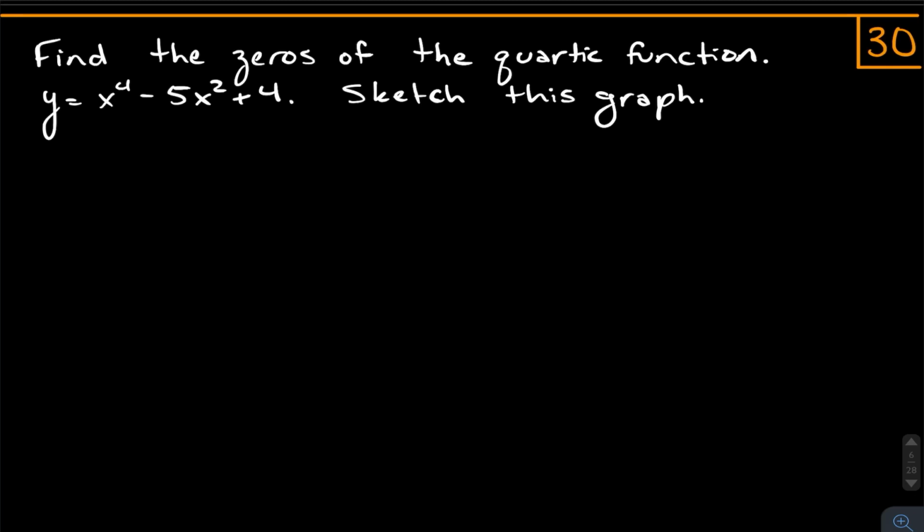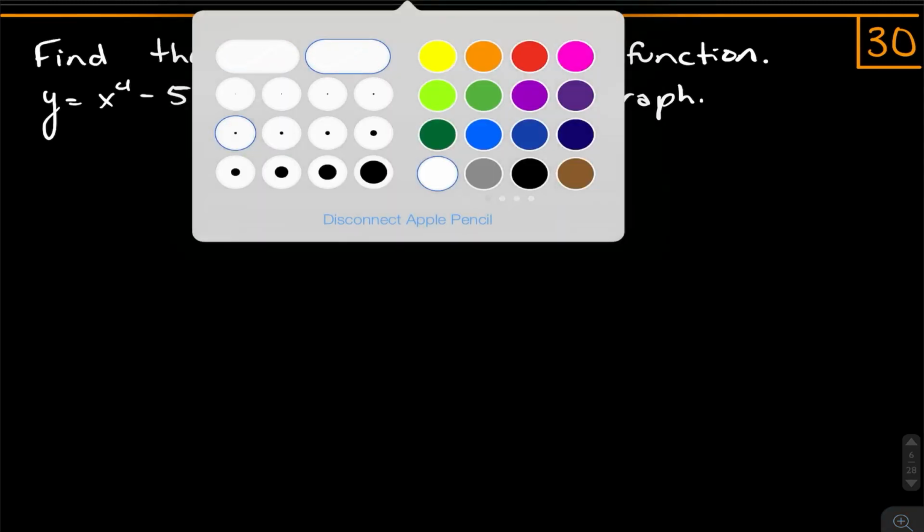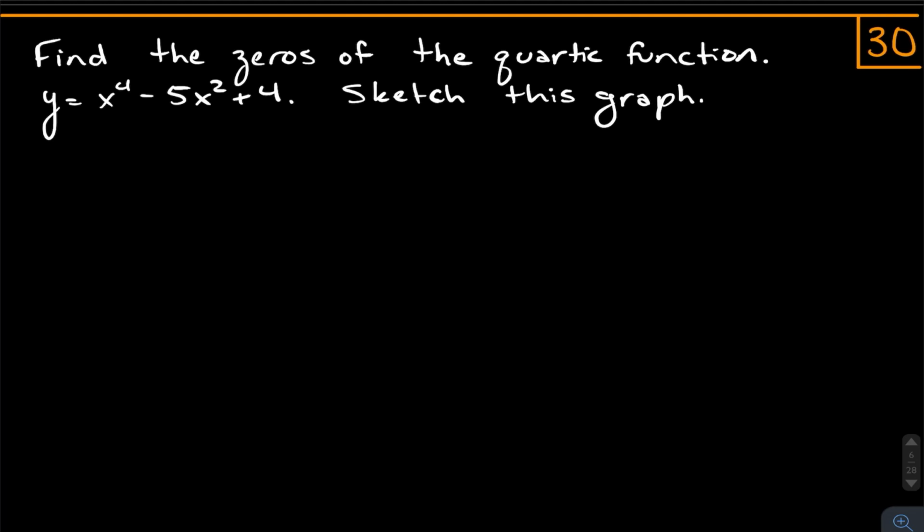But here is question 30. This problem asks, find the zeros of the quartic function y equals x to the fourth power minus 5x squared plus 4. Sketch this graph as well. So we want to be doing that. Now, you might look at this and be like, what is going on with this x to the fourth power? If I saw a parabola that looked like that, I would freak out.